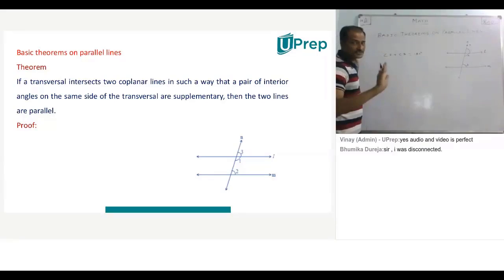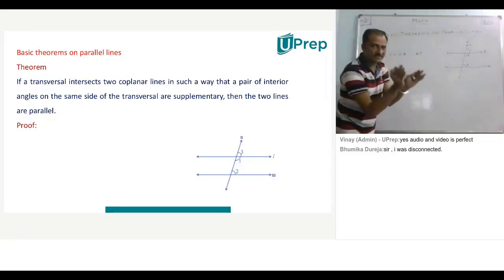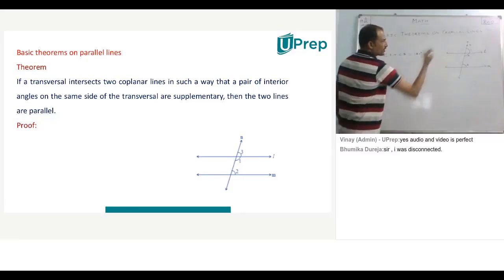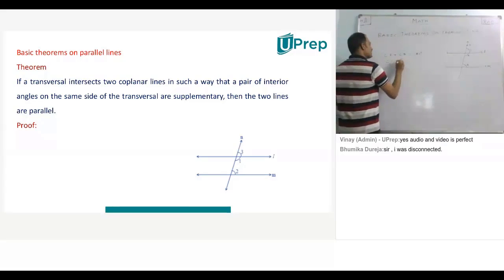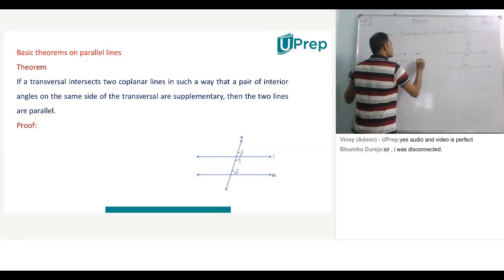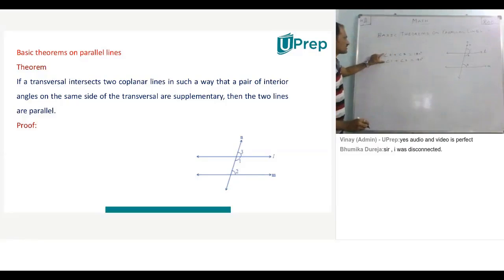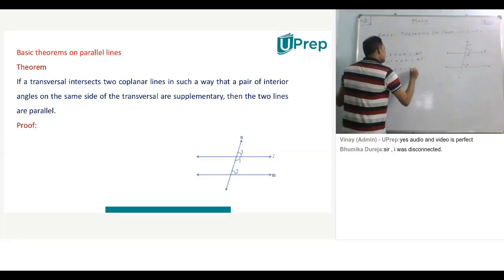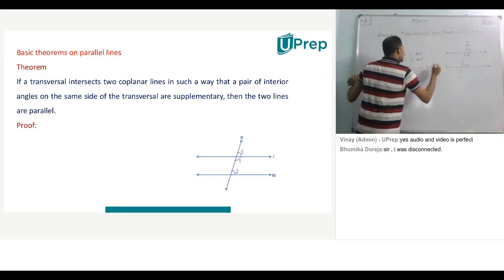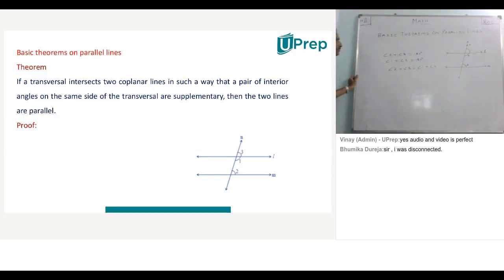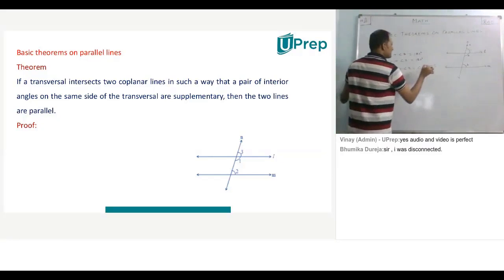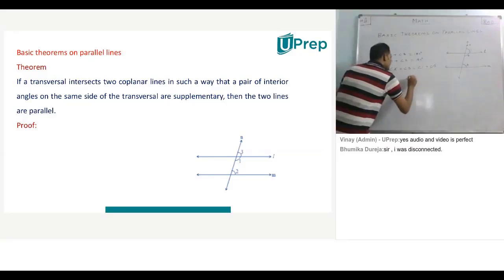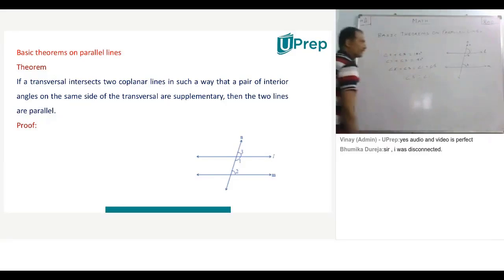Don't write. I am just explaining. Angle 2 plus angle 3 is equal to 180 degrees. It is given in the question. Now according to the diagram, angle 1 plus angle 2 is equal to 180 degrees. From these two equations, what do we get? Angle 2 plus angle 3 is equal to angle 1 plus angle 2. What can we cancel on both sides? Angle 2 can be cancelled on both sides. What do we get? Angle 3 is equal to angle 1.